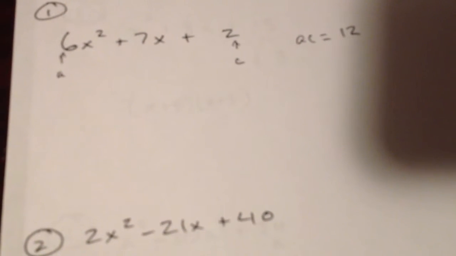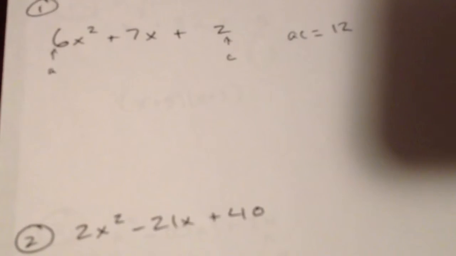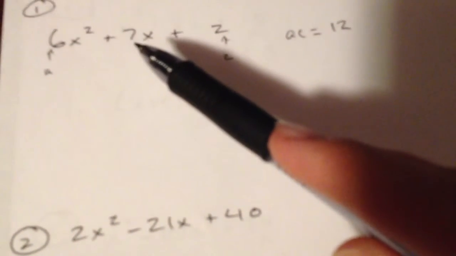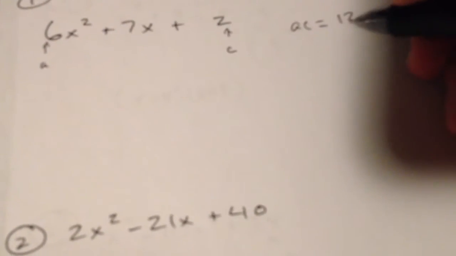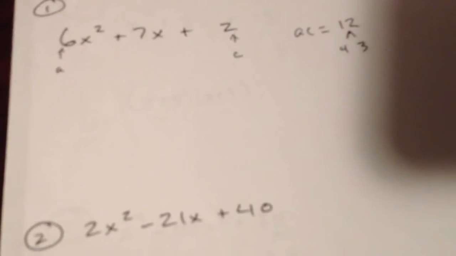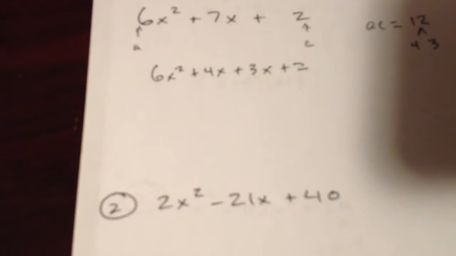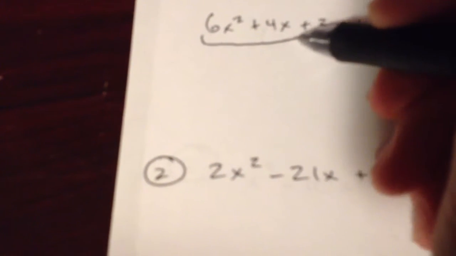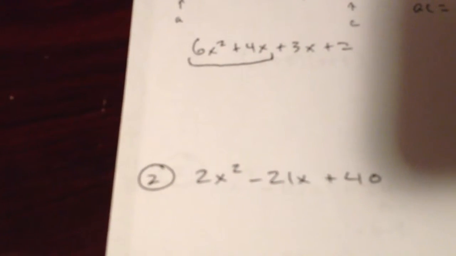We are now looking for two numbers that multiply to 12 and add to 7, both positive. That would be a 4 and a 3. So instead of writing the 7x, I'm going to break it apart as 4x and 3x, and then I use factoring by grouping. I group the first two terms together, the 6x squared and the 4x.